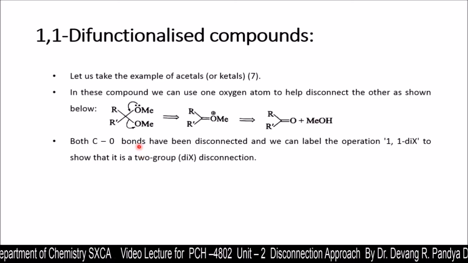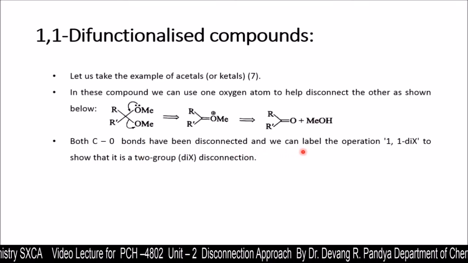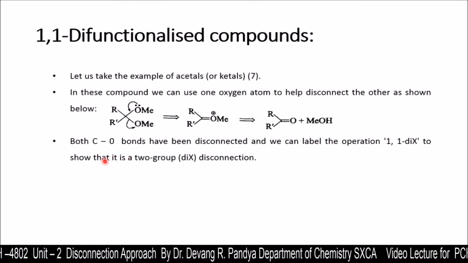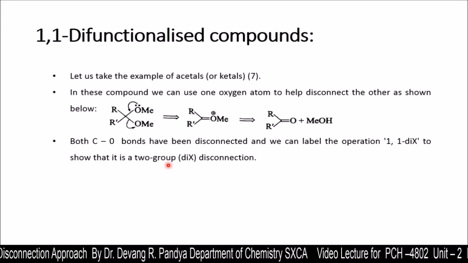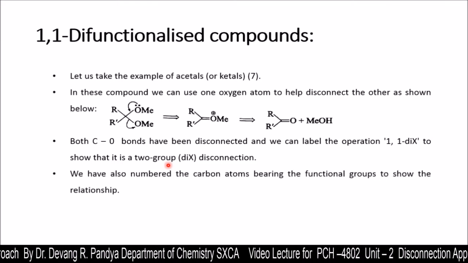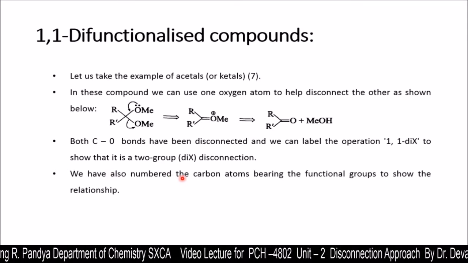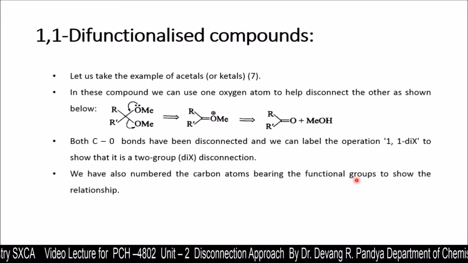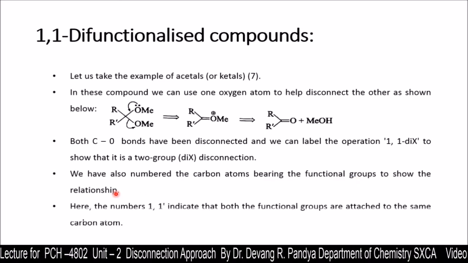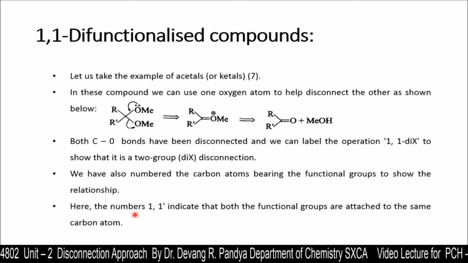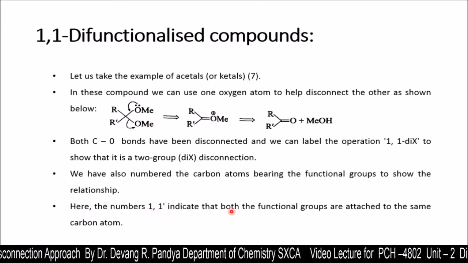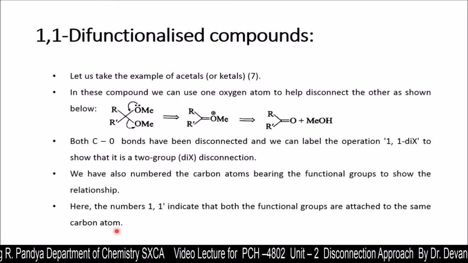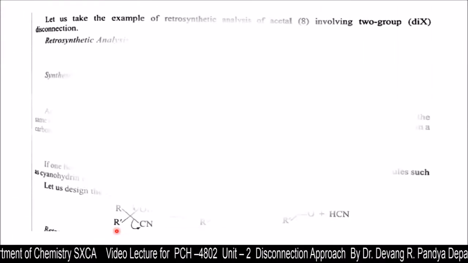Now both carbon-oxygen bonds have been disconnected, and we can label the operation 1,1-diX, so that it is a two-group diX disconnection. We have also numbered the carbon atoms bearing the functional groups to show the relationship. Here the numbers 1,1' indicate both the functional groups are attached to the same carbon atom.